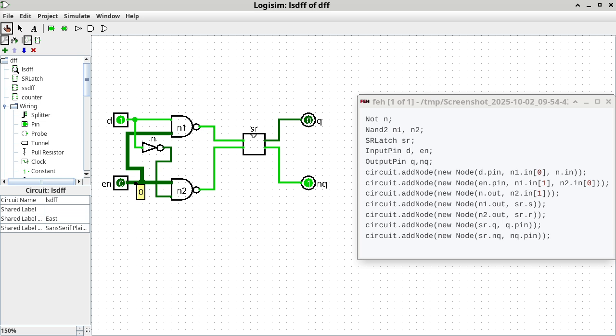Are we doing okay so far? Are there any questions about how the Logisim circuit corresponds to the text description of exactly the same circuit? We good?